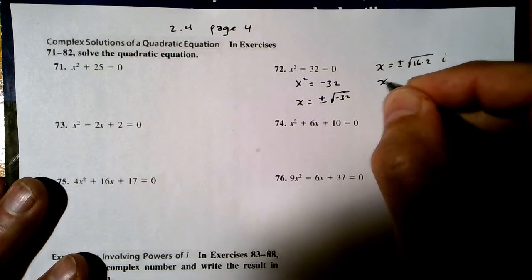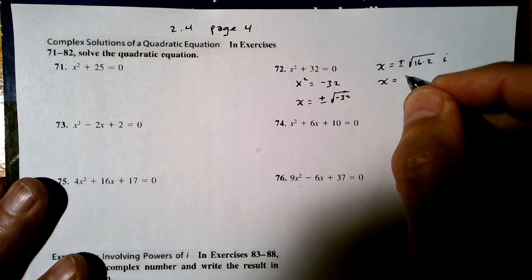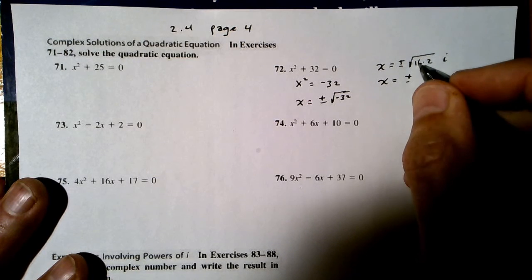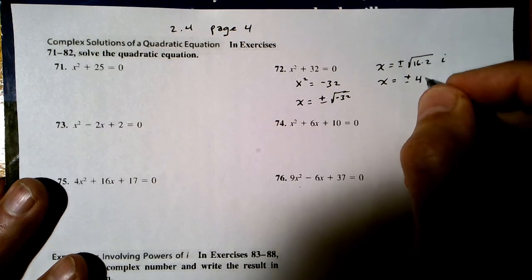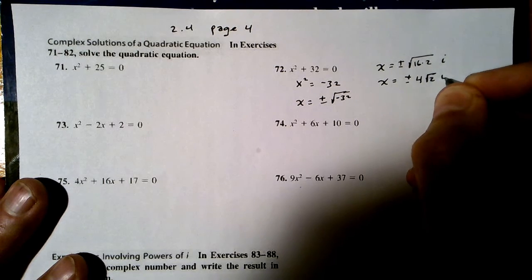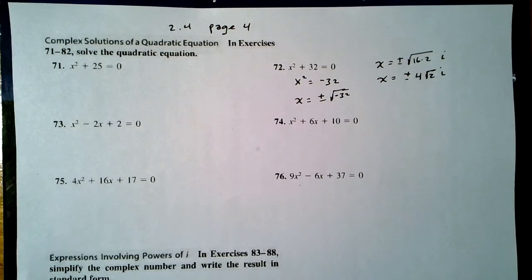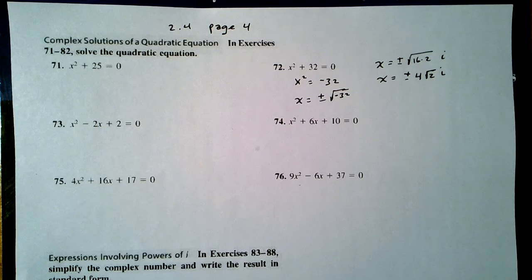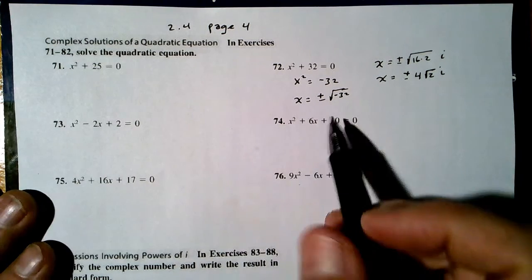So we get x equals plus or minus the square root of 16, 4, times the square root of 2, and the i is outside of that radical. And that's our solution for it. So those zeros would not appear on a graph. There'd be no indication that those are actual zeros if x squared plus 32 is a function and we graphed it. However, they do have a play in some actual real-world fields that was mentioned earlier in here.